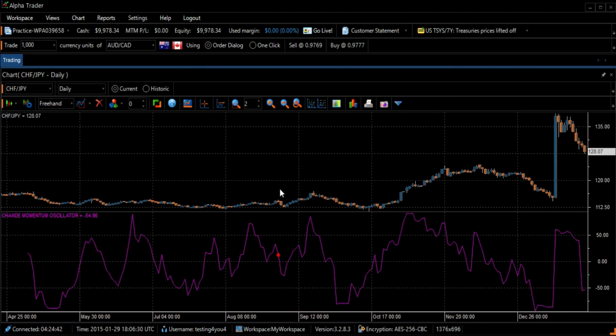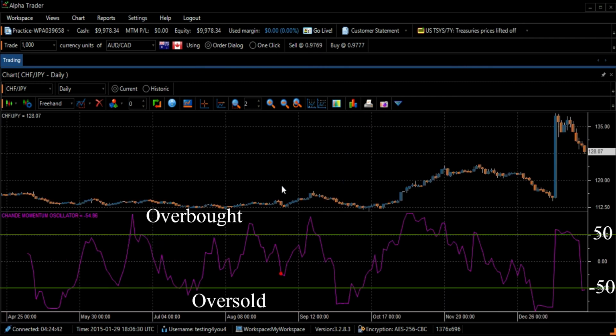The security is deemed to be overbought when the momentum oscillator is above positive 50 and oversold when it is below negative 50. This momentum oscillator is not meant to act as a standalone indicator. A strategy based solely on the Chande Momentum Oscillator would prove difficult to execute. Many technical traders add a 9-period moving average to this oscillator to act as a signal line.